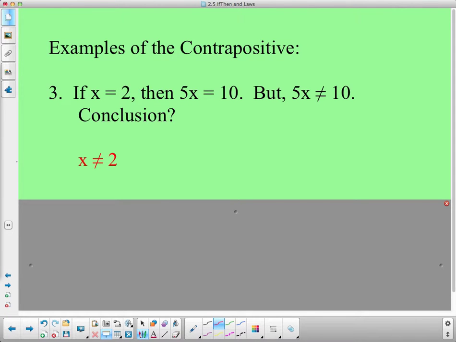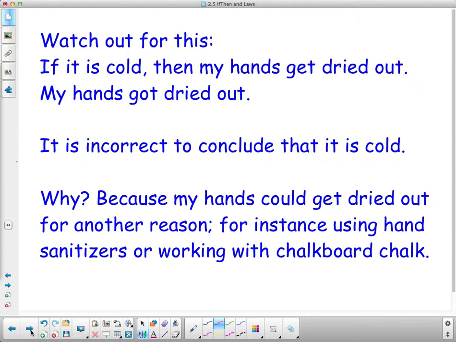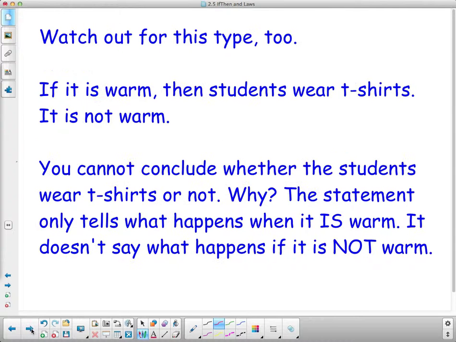You think you got it? Watch out for these. If it is cold, then my hands get dried out. My hands got dried out. Then it is cold? Nope. Hands could get dried out for another reason. It just said that if this comes first, then your hands will get dried out second. Since I gave you this fact, that doesn't tell you anything. Might be cold, might not be cold. So that's one of those tricky ones.